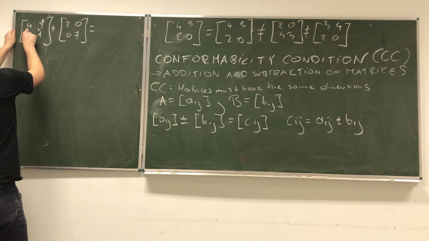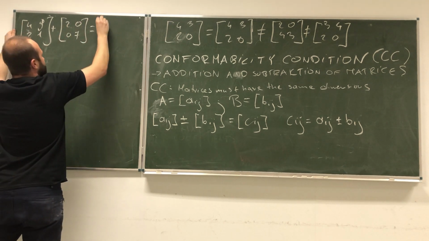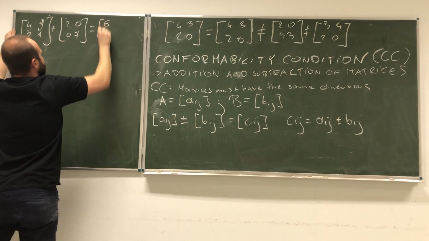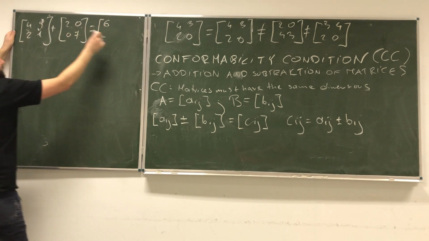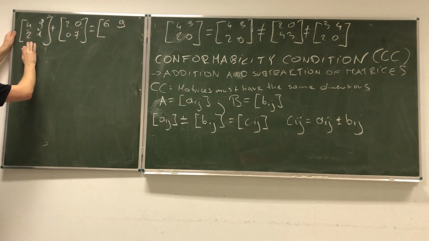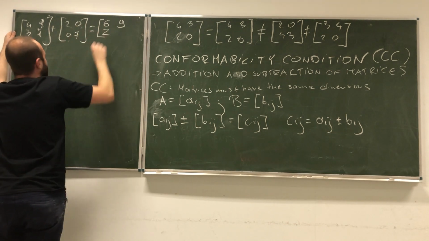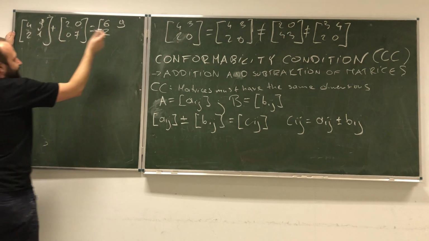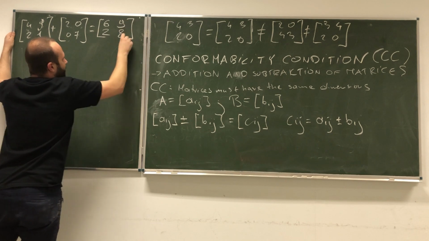So 4 will be added to 2, right? I'll get 6. 9 will be added to 0, I will get 9. 2 will be added to 0, I will get 2. 1 will be added to 7, I will get 8.